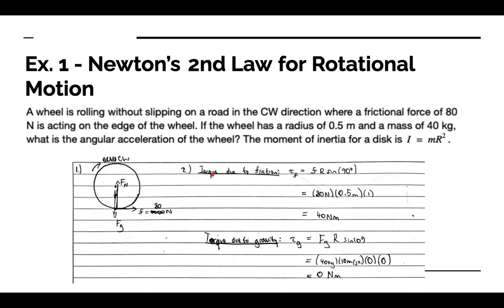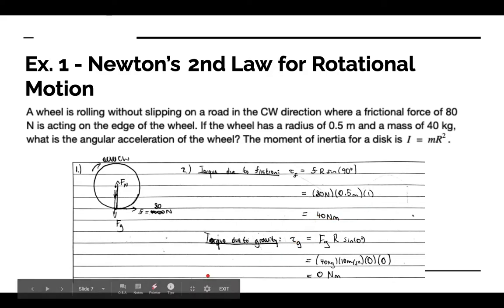So in the second case now, we're going to sum all our torques together. We have the torque due to friction, which we're going to calculate here. That's going to be equal to the force due to friction times the radius of our tire, since the force due to friction acts at the radius, times the sine of 90 degrees, which is going to be 80 newtons times 0.5 times 1, or 40 newton meters.